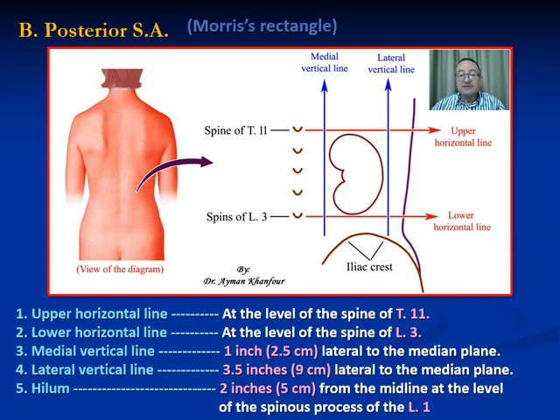Now we have received a large set of numbers. So that you are not confused and these numbers do not become intermingled with each other, you have to make a table formed of 2 columns. You can draw by yourself the anterior surface anatomy and, just close to it, the Morris rectangle, which represents the posterior surface anatomy. You compare between both of them and look at it several times. You will never forget it.